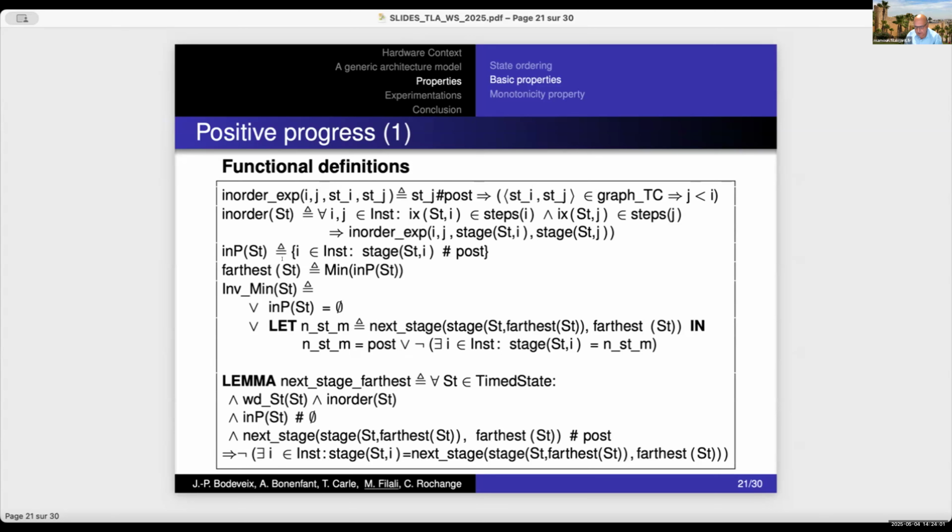And since this farthest instruction will always move, the pipeline cannot stall globally. So the idea here is that we first define the in-pipeline instructions, that is, the instructions that have not yet reached the post stage. Then we define the farthest instruction as the minimum of these instructions of the pipeline, and we define the invariant that we will use to prove the positive progress.